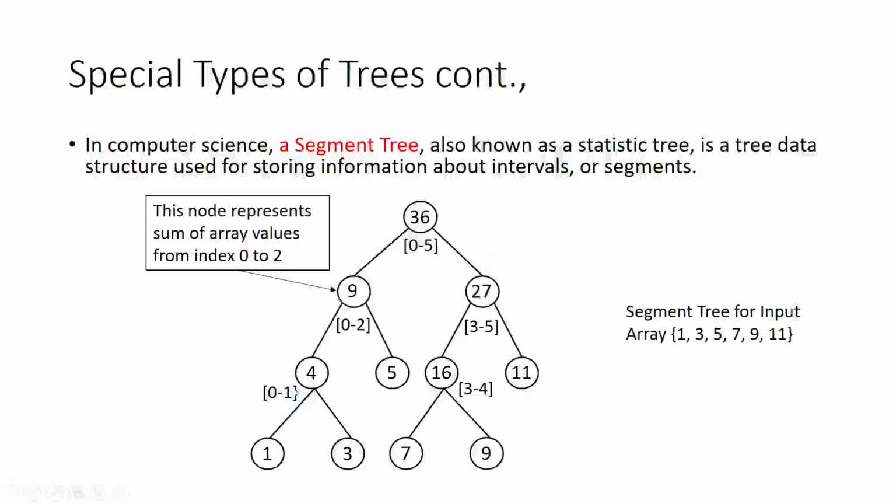So what happened here is that we split until single elements remain, and the tree structure is formed. Like this, the array is represented as a segment tree. So these are the different types or special types of trees.